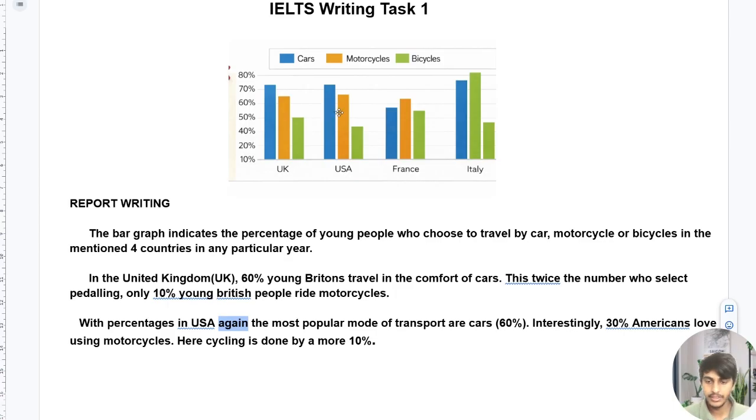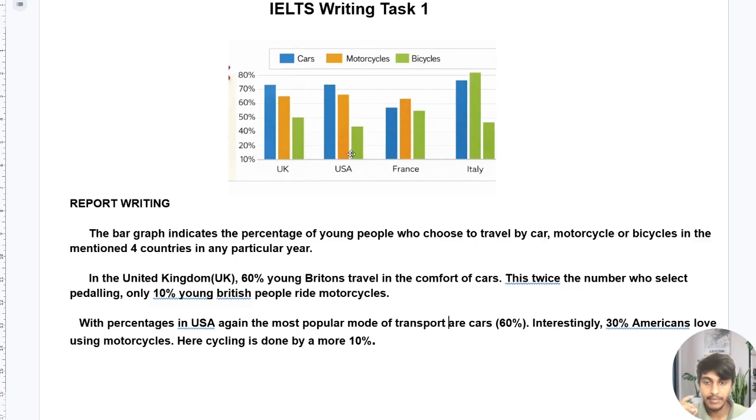But now comes the most interesting part. Interestingly, 30% of Americans love using motorcycles. So this sentence does two things. It highlights a difference. It uses trend highlighting words, and examiners love words like interestingly, however, in contrast. They show analytical thinking. In the USA, motorcycles are much more popular than in the UK. So this makes the USA unique.